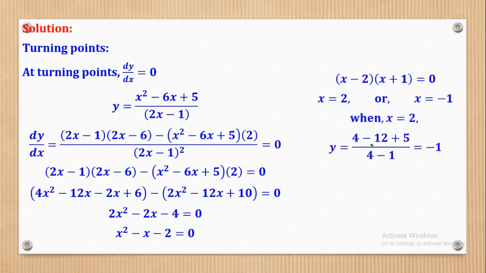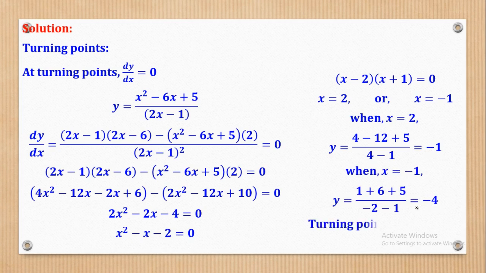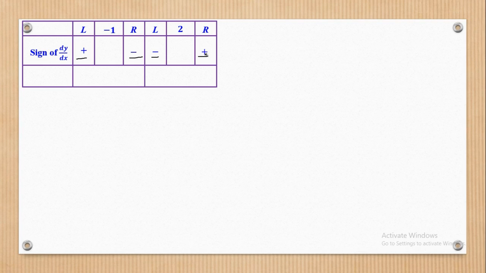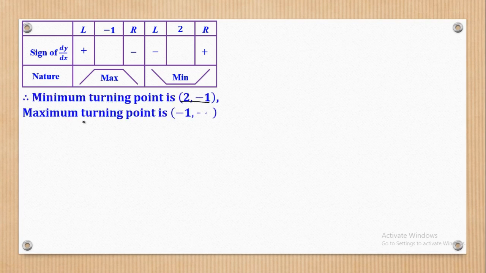Now when x is equal to 2, y will be equal to negative 1, and when x is equal to negative 1, y will be equal to negative 4. Therefore, I conclude that the turning points are those. But I also need to know their nature. In this case, it is easier if you use the method of sign change. So put one point there and put another point there. I believe by now you know what R and L mean. For the sign change, here it will be positive, here negative, here negative, here positive. That means the nature here is a maximum and here a minimum. Therefore, we conclude that the minimum turning point is this and the maximum turning point is that.